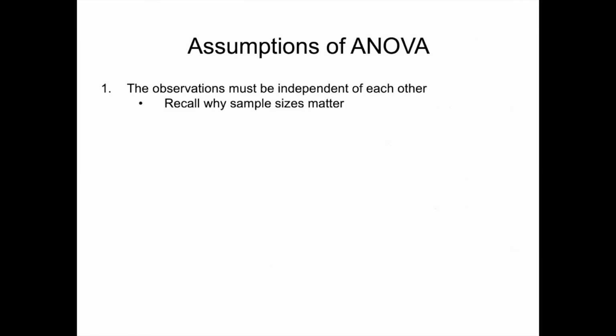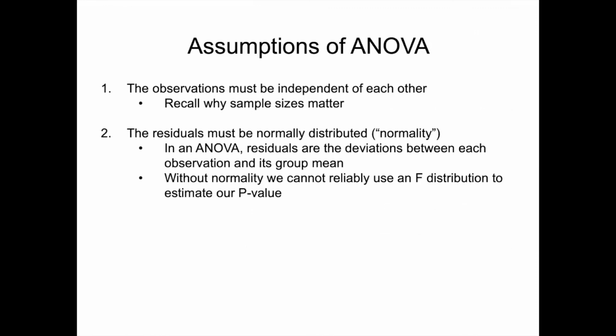Now, just like with any statistical test, an ANOVA has certain assumptions with it. The first assumption is typical of just about all of our statistical tests, and that is that the observations must be independent of one another. Second, the observations within each group must be normally distributed, and that is that the residuals or the deviations between each observation and its group mean must be normally distributed. And without this assumption of normality being met, then we can't reliably use an F distribution to calculate our p-value.